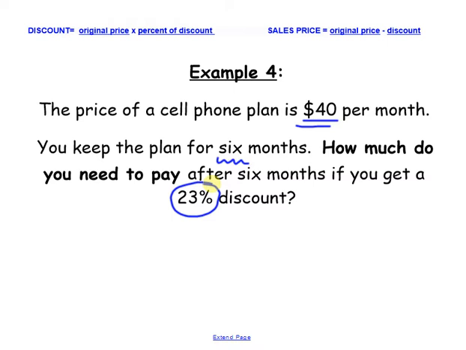So there's an added step in this problem that we're going to have to do. Now it says that the cell phone bill is $40 per month. But did you catch that? We pay it for 6 months. So we need to first find out what our total bill is. So 40 times 6, that's going to give you $240.